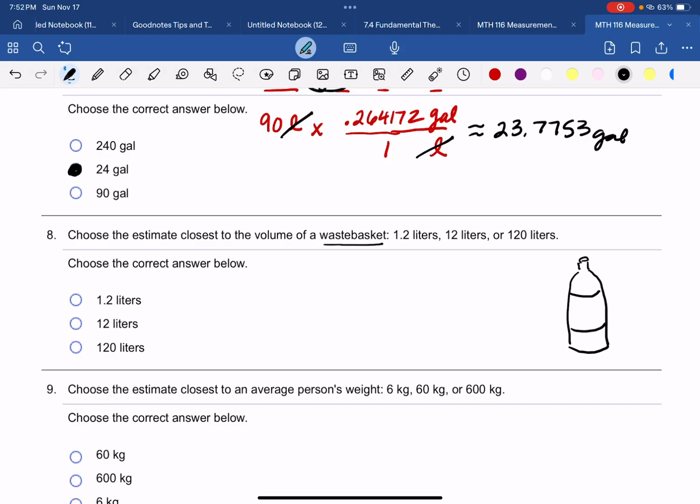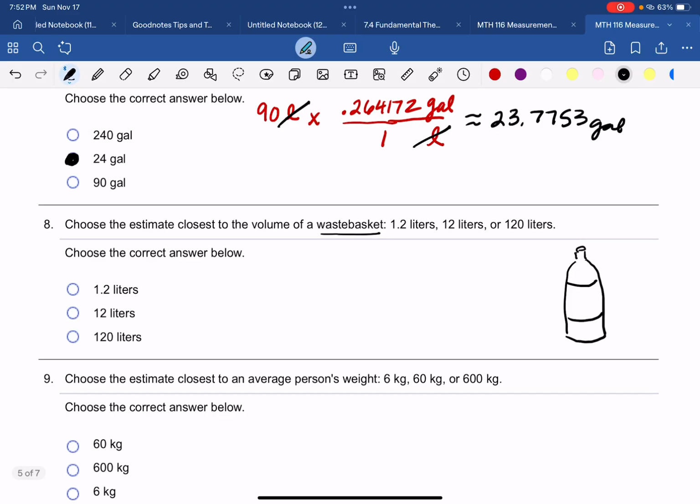Now 1.2, that would be a really tiny garbage can because that would be half of this, right? So if that's a 2-liter bottle, a 1.2-liter bottle is going to be even smaller. That's probably not big enough for a wastebasket. But 120 would be 60 2-liter bottles. That's way too big. So probably the best estimate here is 12 liters. It's really hard to know unless they give us a little bit more information about that wastebasket, like how many gallons it would hold, something like that. But probably this is too small, and this one, 120, is way too big.